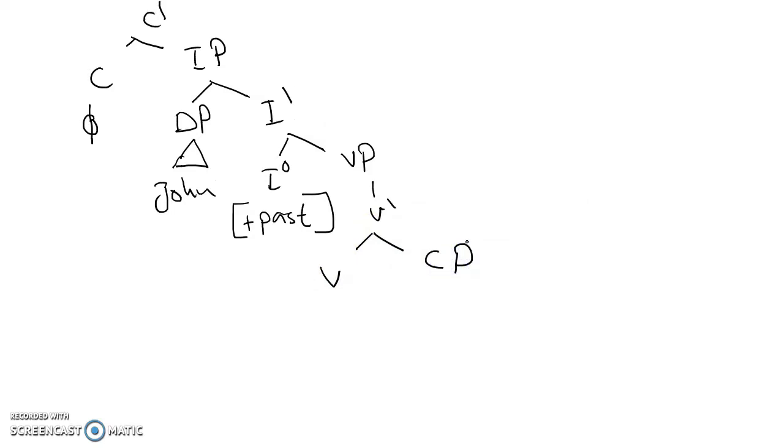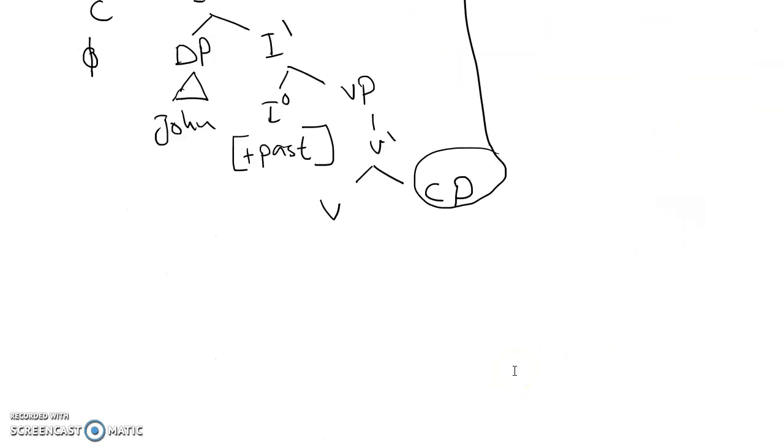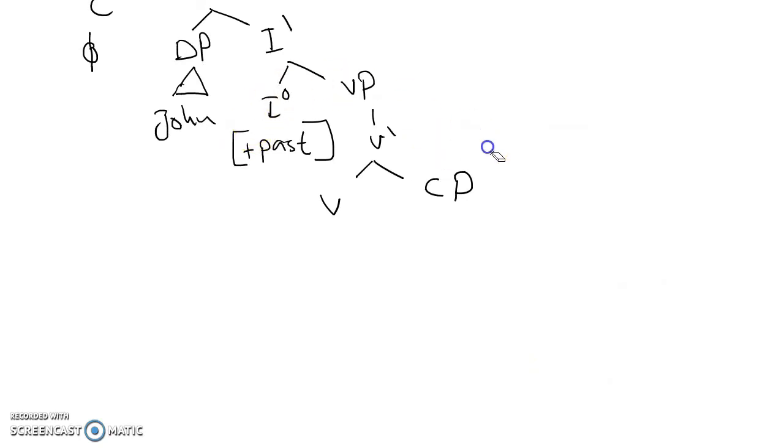Now, what is the meaning of this CP? This CP means this area. What I mean is that he gets a high mark. So I have to start by saying the complementizer that and the IP, he gets a high mark. So we have to analyze it in detail. This CP consists of a C bar. This C bar consists of a C and an IP. The C here is the word that.